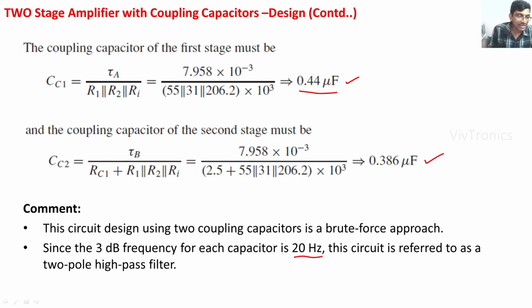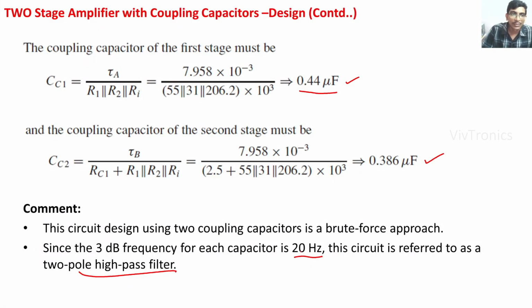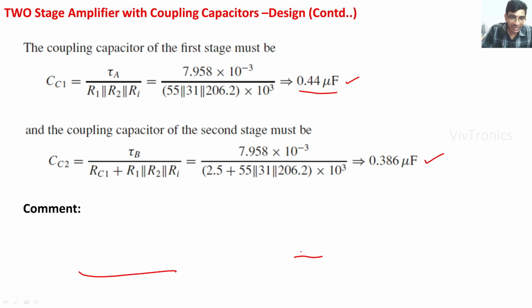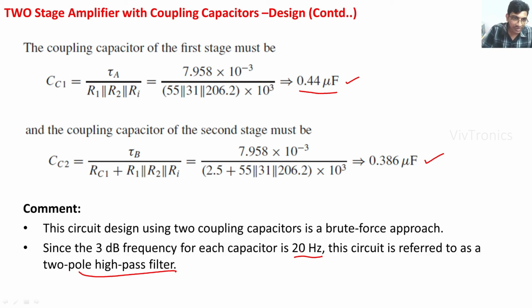This circuit is referred to as a two-pole high pass filter circuit, since the 3 dB frequency for each capacitor is 20 Hz. So that's all about the design of the coupling capacitors for the two-stage CE amplifier. This is the last topic in unit number 2.